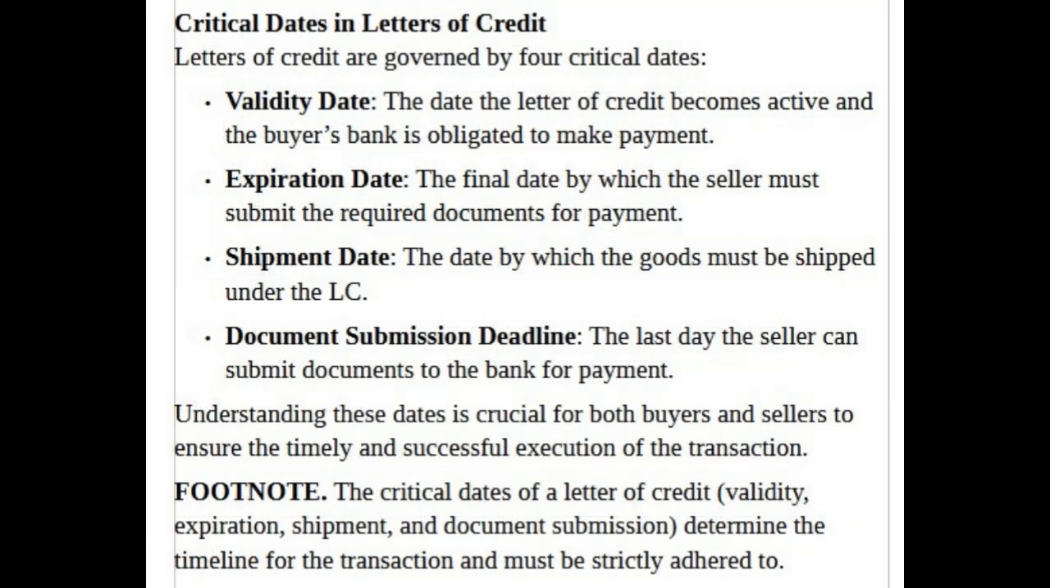Critical dates in letters of credit. Letters of credit are governed by 4 critical dates. Validity date, the date the letter of credit becomes active and the buyer's bank is obligated to make payment. Expiration date, the final date by which the seller must submit the required documents for payment. Shipment date, the date by which the goods must be shipped under the LC. Document submission deadline, the last day the seller can submit documents to the bank for payment. Understanding these dates is crucial for both buyers and sellers to ensure the timely and successful execution of the transaction.